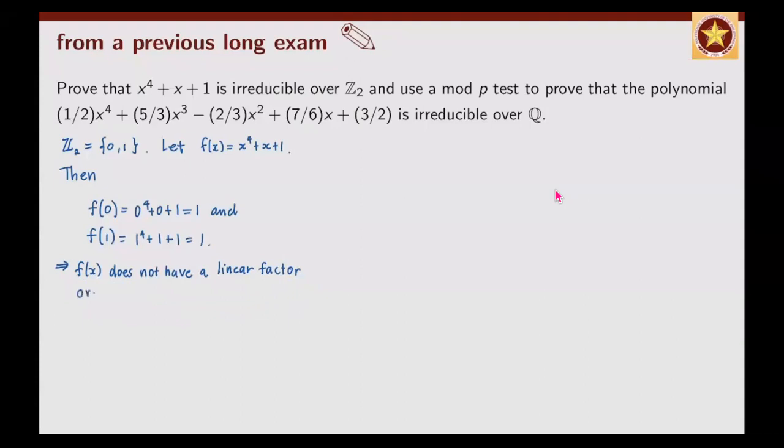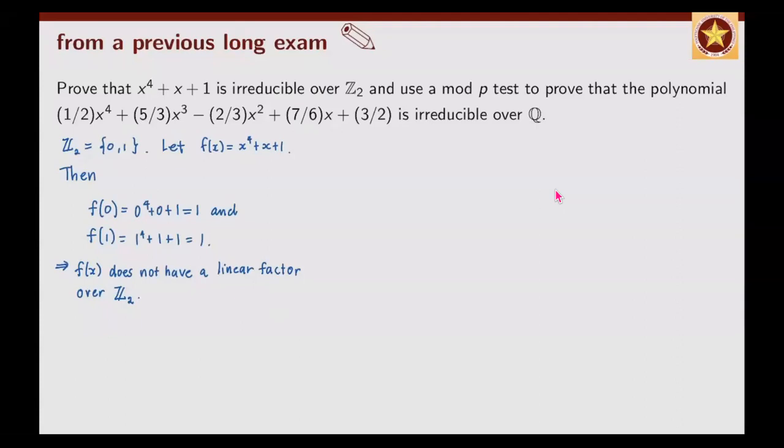Let me emphasize here that we are speaking over Z sub 2. But the fact na wala siyang linear factor does not automatically mean na wala nang factors. Kasi pwedeng dahil ito'y degree 4, pwede kasing dalawang quadratic na irreducible. That's a possibility.